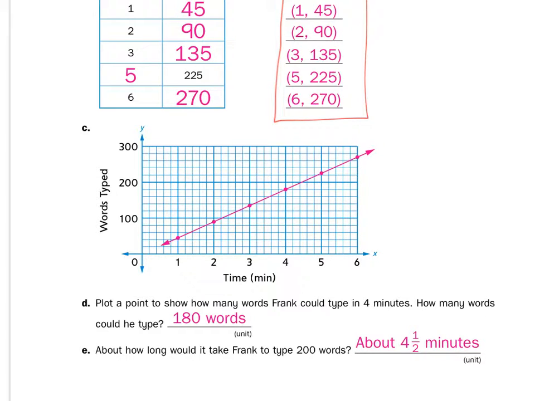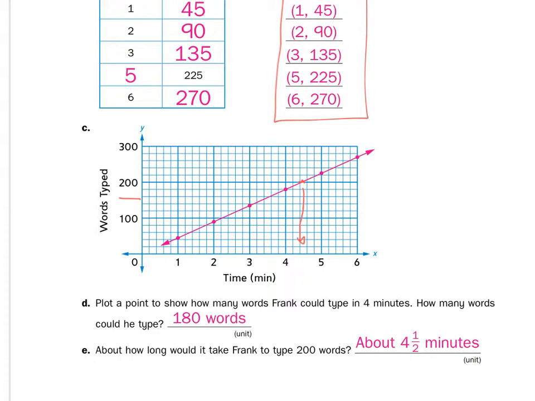And then the last one: how long would it take Frank to type 200 words? So you could take 200 and divide it by 45, and you're going to come up with 4.5. Or you can start over here at 200, run all the way across until it hits the line here, and that's going to take me here, and I'm going to come down there, and that's going to be approximately halfway in between, so you get 4.5 there. So again, a couple of different ways to solve these types of problems.